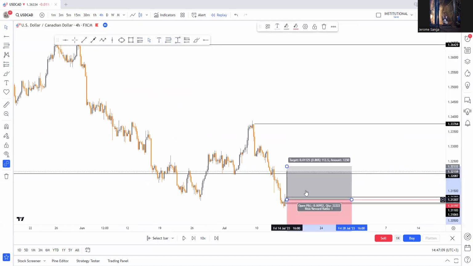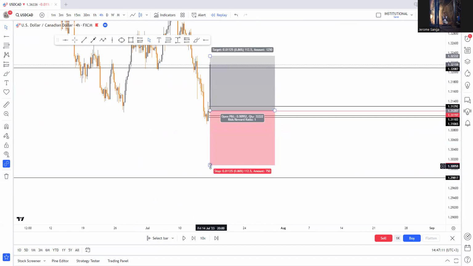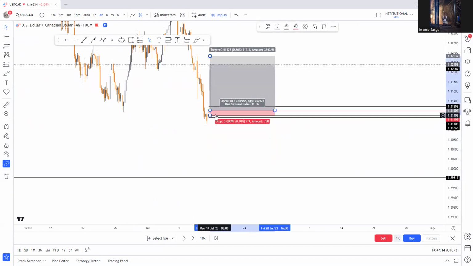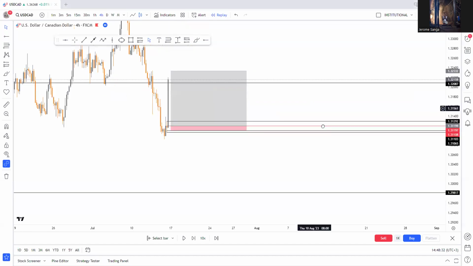So entry, or exit. So this will be entry.